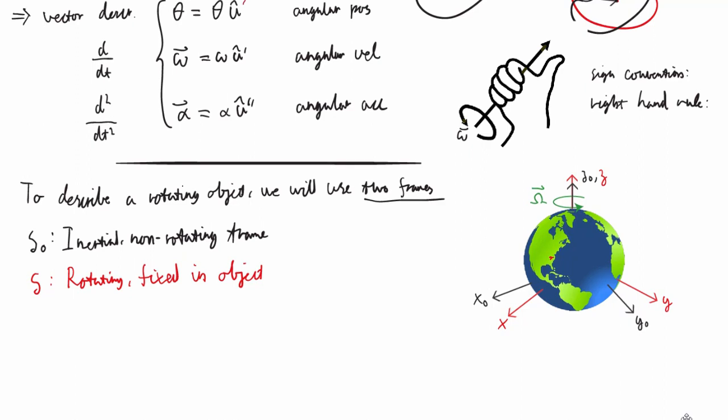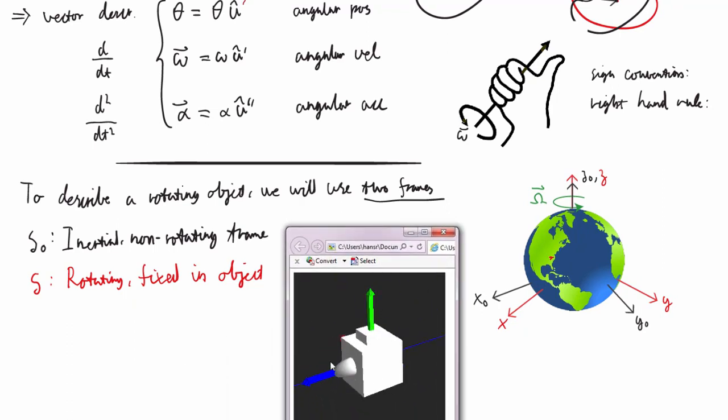So just to be completely clear what we mean, the red reference frame here rotates with the object, just like the arrows do here. The black reference frame is stationary and does not rotate with the object.